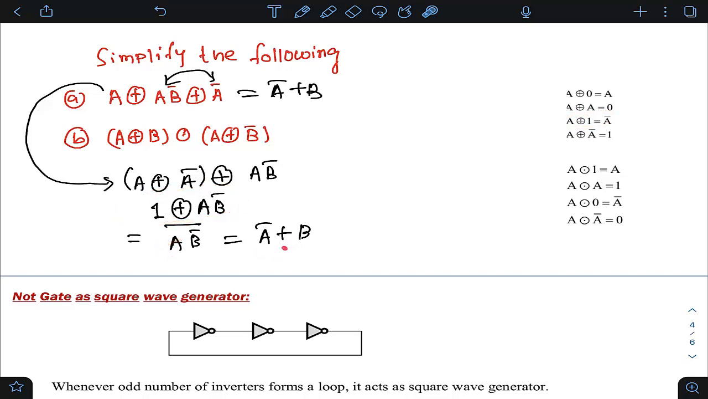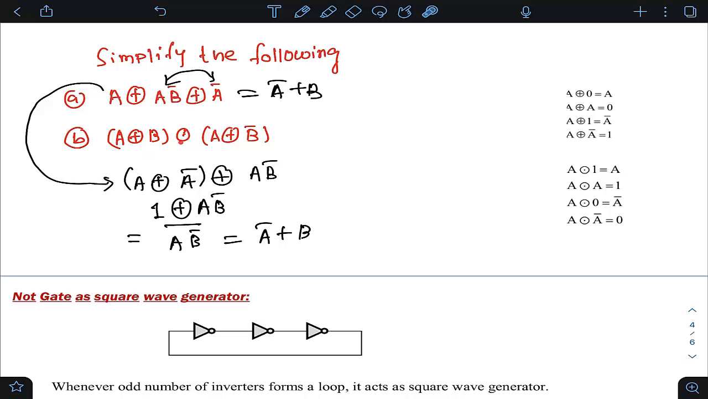So using this property, how easily we are able to reach this conclusion. Otherwise, if you don't know this property, you have to expand this like A bar B plus AB bar. Whatever answer you got, again you have to expand this with respect to A bar, which is a very tedious task.